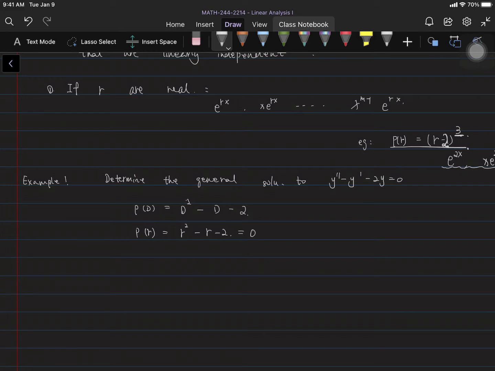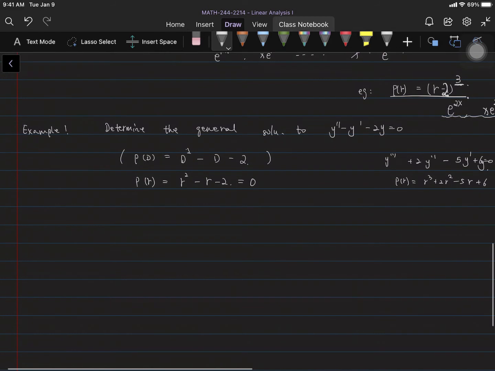In the future, you can skip this step. You can see it from here easily. If I give you y third derivative plus 2y second derivative minus 5y prime plus 6y equals 0, this kind of differential equation, so what's the P(r)? We can just write down directly r cubed plus 2r squared minus 5r plus 6. I should have y here. So something like that.